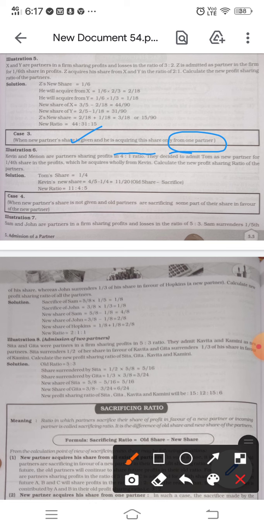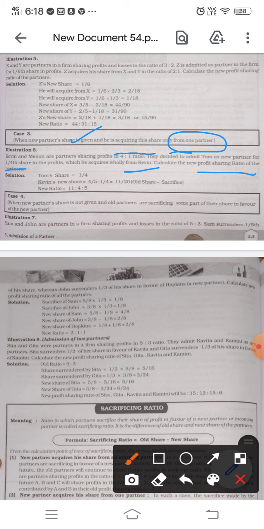Okay. So see the illustration 6. There are 2 partners. Old profit sharing is 4:1. So Tom is the new partner and his share is 1 by 4, and which is purchased from Naveen. That is one of the partners. Okay, so 1 by 4 is the new partner's share and he is purchasing from only one partner, that is Kavin. So they asked to calculate the new profit sharing ratio.